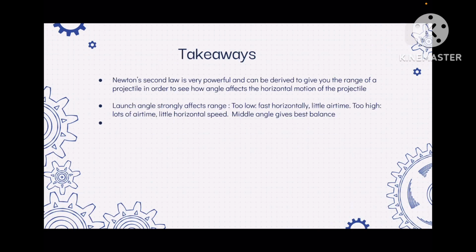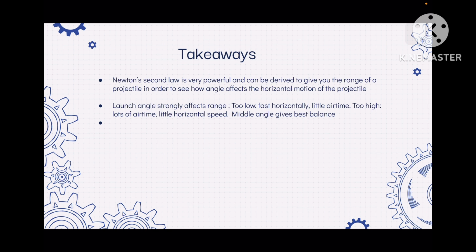So conclusion, some takeaways. Newton's second law is very powerful and can be derived to give you the range of a projectile in order to see how angle affects the horizontal motion of the projectile. And also that launch angle strongly affects range, clearly from the results.